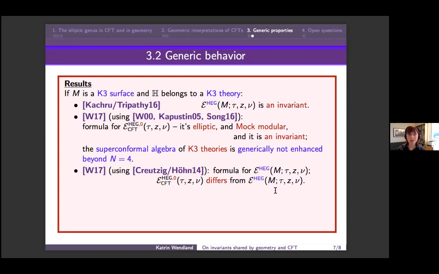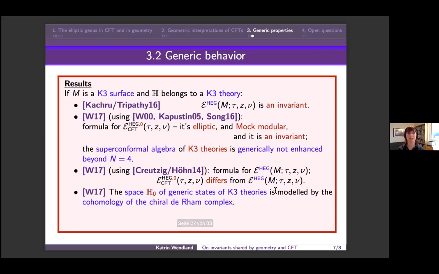However, all along the discussion of the elliptic genus, there was a second candidate for giving geometric models of, say, this generic space of states that I've introduced. I always thought it gives the same answers, but now we know it doesn't. The second candidate actually survives the test. The second candidate is the so-called cohomology of the Chiral de Rham complex. So I've decided not to introduce this gadget here. I'm just saying there's another geometric construction of a certain type of cohomology.